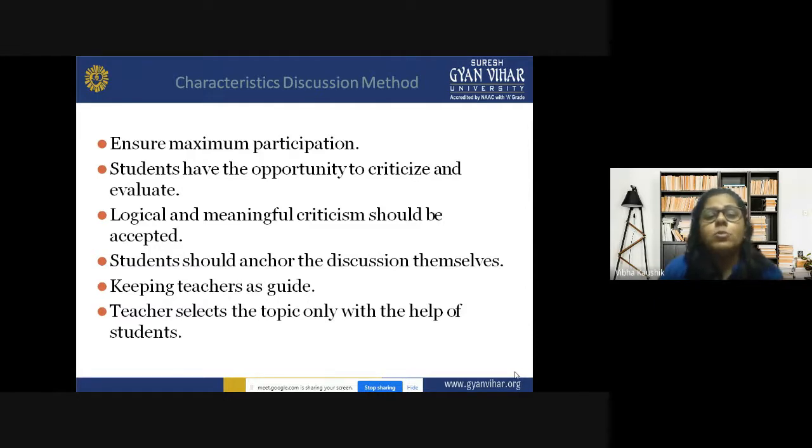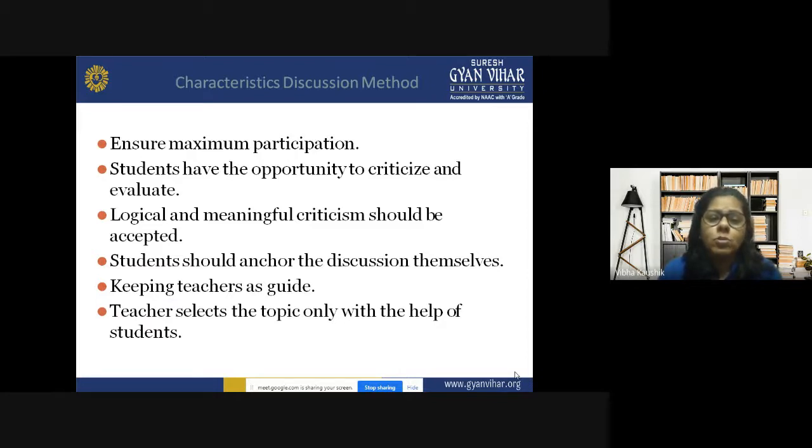Students have the opportunity to criticize and evaluate, and we have to give the opportunities to the students to criticize and evaluate any particular idea. Logical and meaningful criticism should be accepted. Means only logical and meaningful criticism will be accepted at the time of discussion. Students should not anchor the discussion themselves. Keeping teachers as guide means teachers should work as a guide.